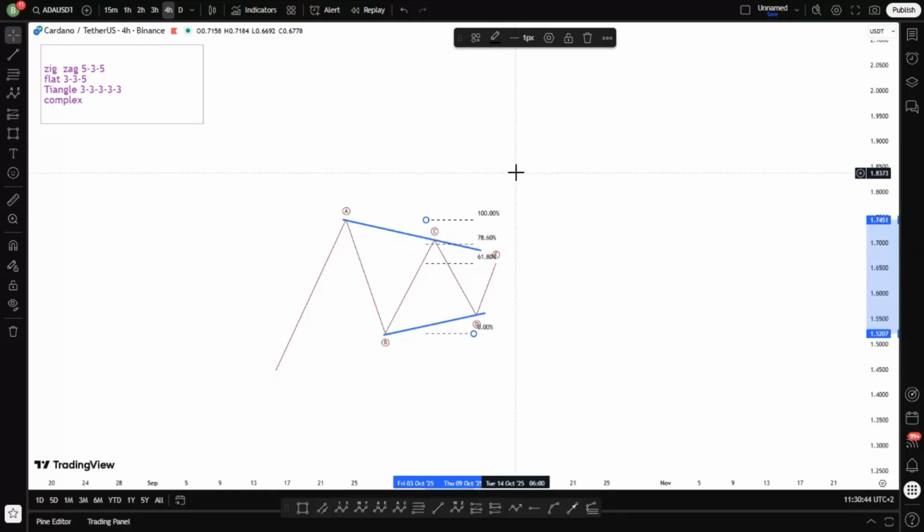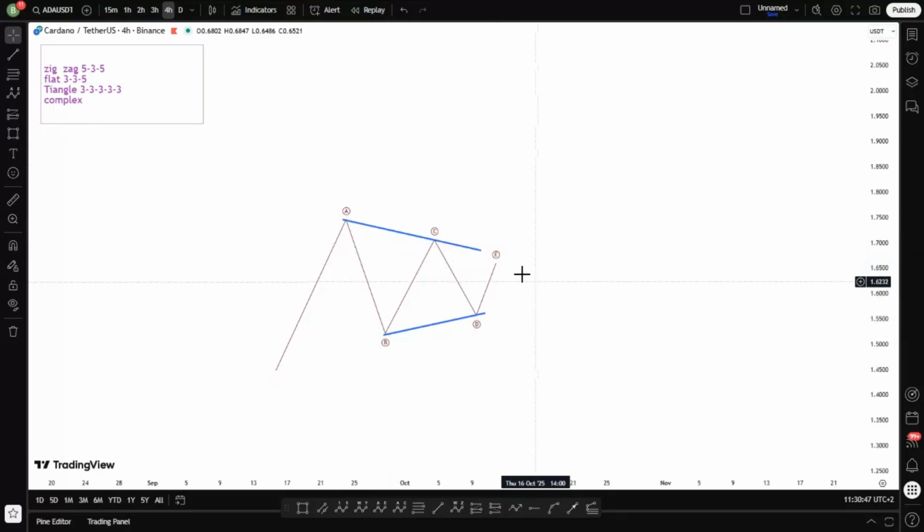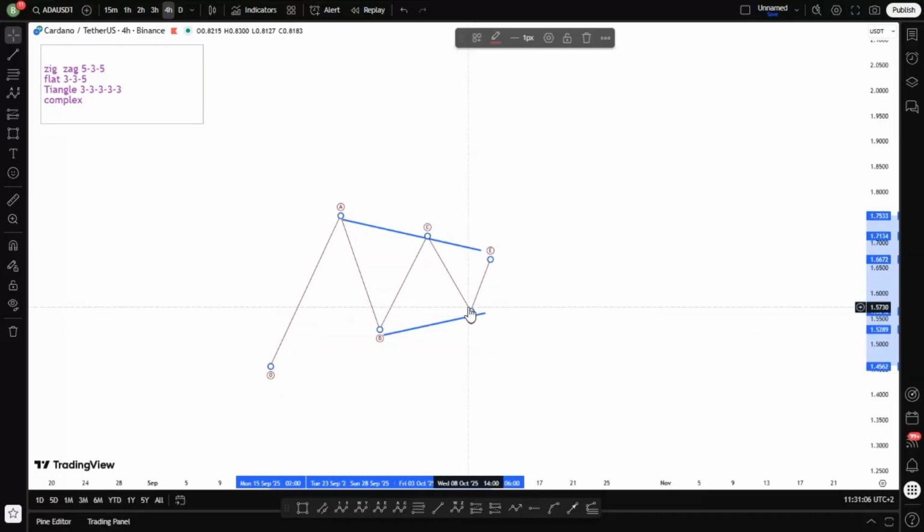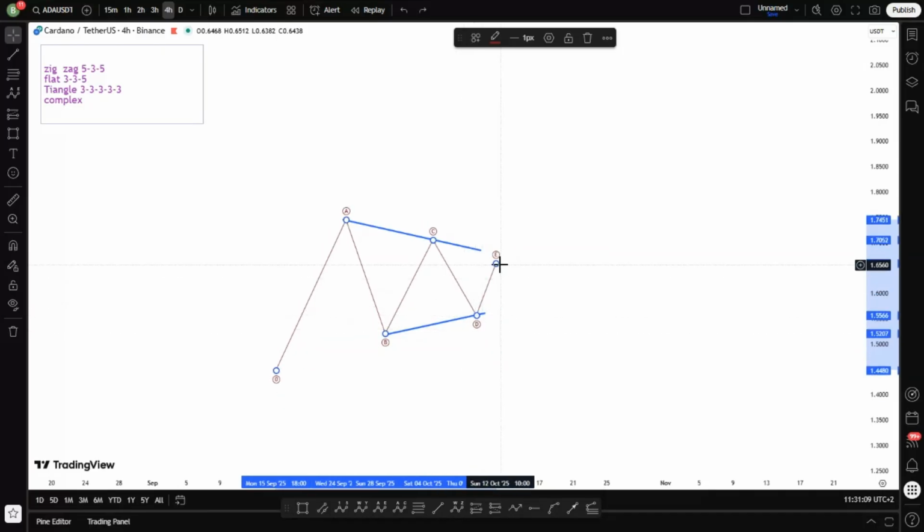So it's very much straightforward, and we have different types of triangle. We have a rugal triangle, we have an expanding triangle. Those are the two types of triangles, but either way, they just form the same thing. We understand that wave C doesn't overlap with A, those are the rules. D will never overlap with B, those are the rules. And E will never overlap with C, those are the rules.